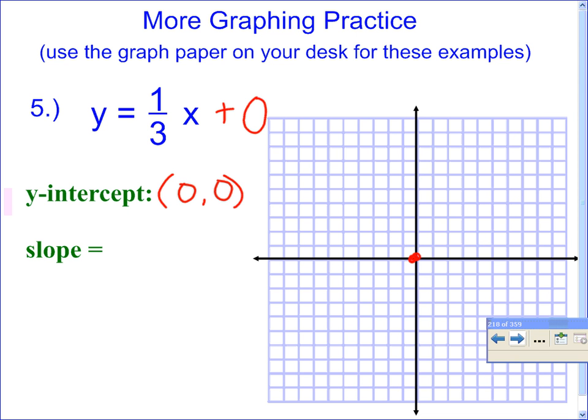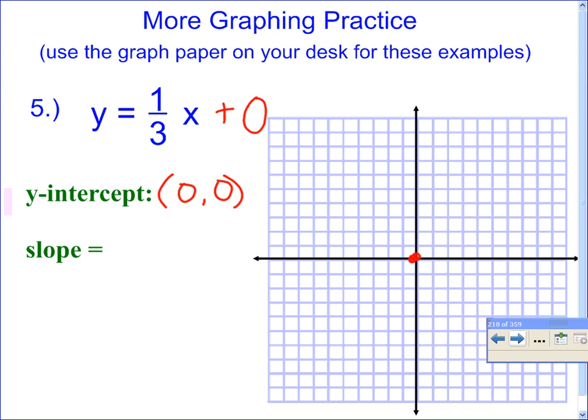This is actually called a direct variation equation because y and x vary directly. So we're not going to get into that. That's more of an algebra concept. But if there's nothing here, your y-intercept is always 0, 0. Annalise? Yep, it's just 1 times 0, which is 0.